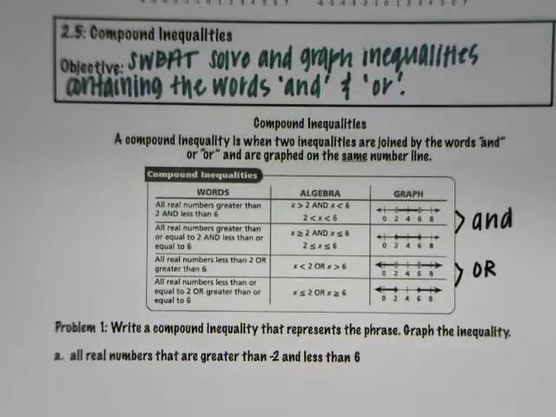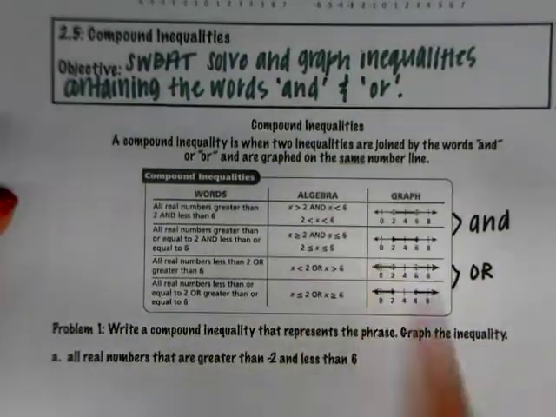So for the "and" ones, basically you're going to have two situations. You're going to have a situation where your two inequalities on a graph are going to point towards each other like this, meaning that everything between the two numbers is going to be a solution. Or you're going to have a situation where they're pointing away from each other, okay? So for "and," that's when they're pointing towards each other.